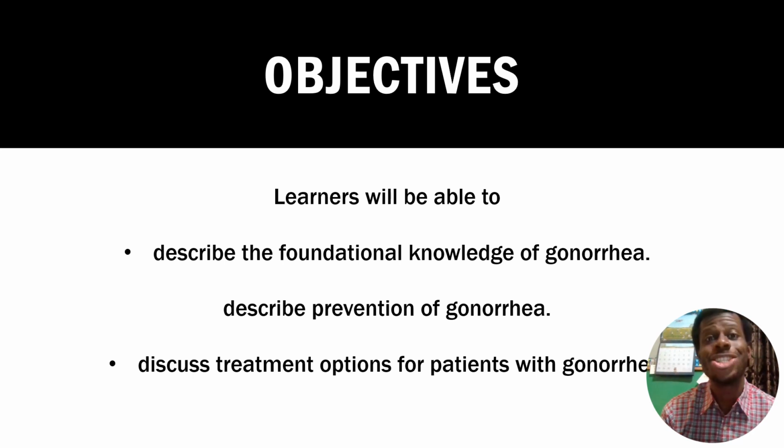Before we start with the actual content, we're going to discuss some objectives for today. We're going to figure out exactly what we need to know, what our goal is by the end of this lesson. Learners will be able to describe the foundational knowledge of gonorrhea. So exactly what is gonorrhea? How is it transmitted? What is the scientific name, with the taxonomy and other specific things? We're also going to describe ways to prevent gonorrhea, and discuss treatment options available for patients in case they're infected with gonorrhea.